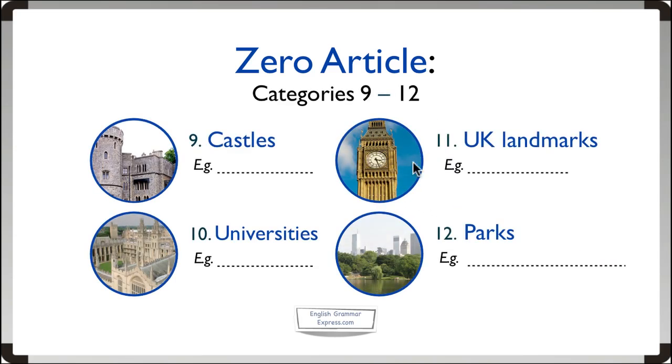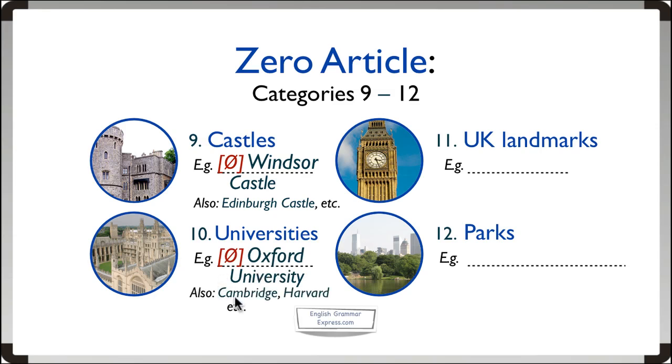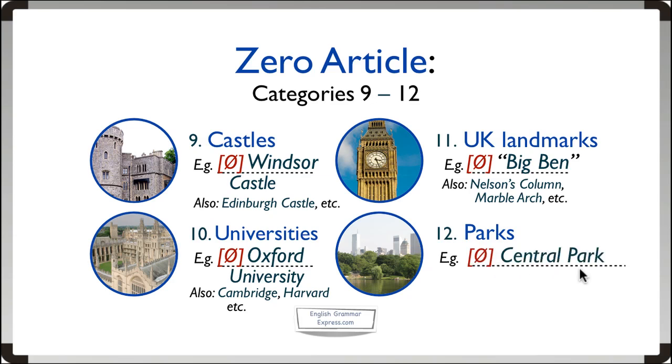Categories 9 to 12. Number 9, castles. This particular castle is Windsor Castle, no article. Other examples could be Edinburgh Castle in Scotland, and so on. Number 10, universities, and this is Oxford University. Other examples might be Cambridge or Harvard University, and so on. Number 11, UK landmarks, and this is Big Ben, no article. Other examples are Nelson's Column, Marble Arch. All of these are in London, in fact. Number 12, parks. And the example here is Central Park, which is in New York. Other examples of parks are Hyde Park or Regent's Park. Both of these are in London again. So, those are categories 9 to 12, castles, universities, landmarks in the UK, and parks.